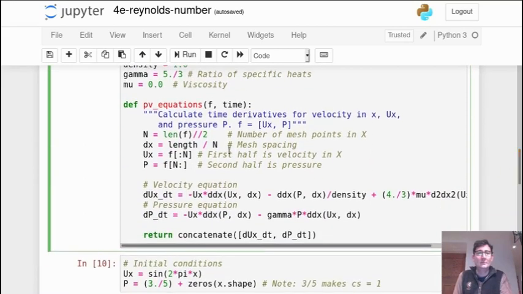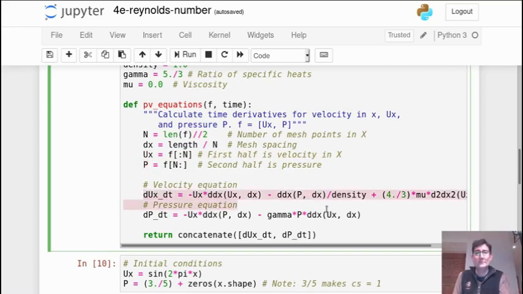Okay, so then we have a function we define which solves the set of equations. So f here is the array of all the values being solved. We have 100 grid points, 100 mesh points, so we have 200 values we're solving. This consists of 100 values of the velocity, followed by 100 values of the pressure. And so that's what this is doing. This is taking the first n, so the first 100 values, and putting in ux, and the second 100 values and putting in pressure, in P.